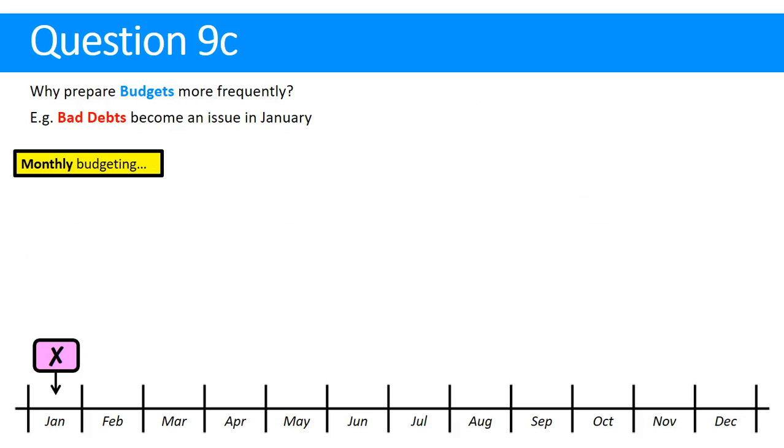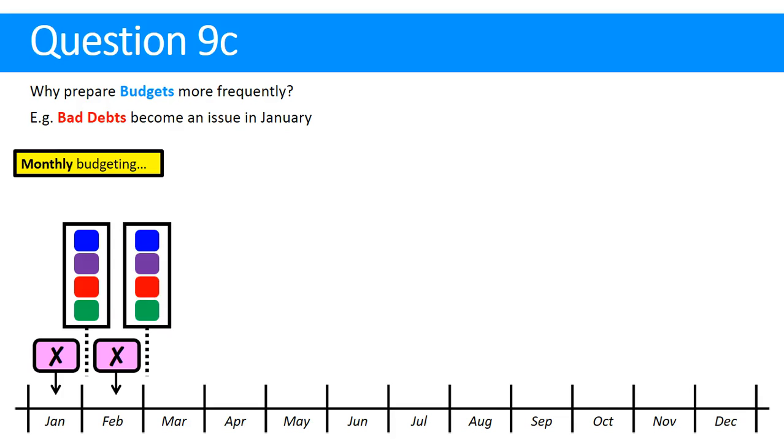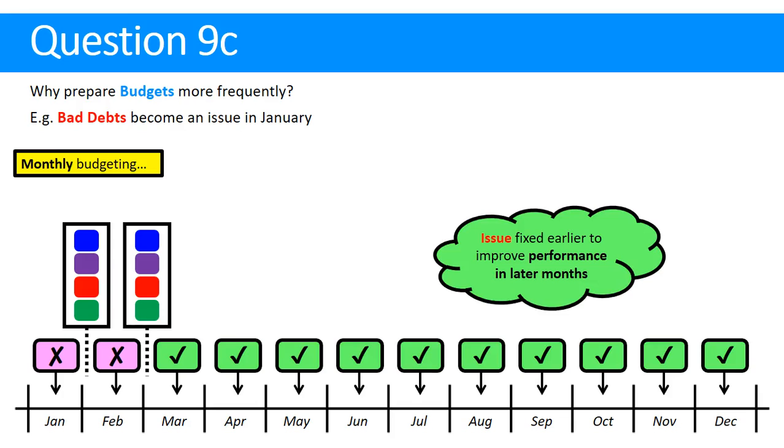Compare that to if we did it monthly. We might have a problem in January, we do a budget, we can identify that there's a problem and we can fix it and do a new budget. And that allows us to have a go at fixing it in February. Now maybe we don't fix it completely, but at least we know there's a problem. Now we can do another budget and maybe see that it's getting better. We can take even more corrective action, and maybe in March it actually stops being a problem, and therefore in April it's not a problem. And every month, because we're identifying and keeping track of things, we fix this issue so it doesn't affect the performance of the business for the entire year.